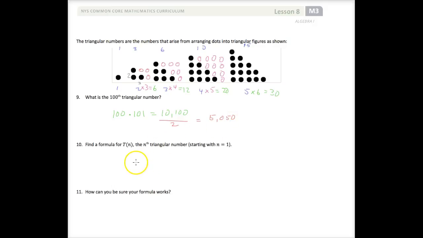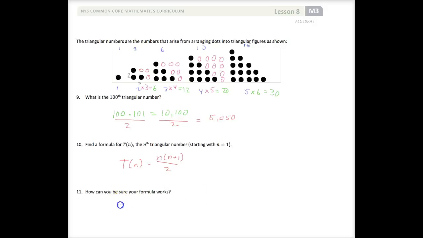So how did we get that? Well, if you think about it, let's see. Actually, if I put the 2 under here, I think the answer is going to become obvious. The triangular number formula will be the number times the next number up divided by 2. How can you be sure your formula works? Try it. And that's the best thing to do.